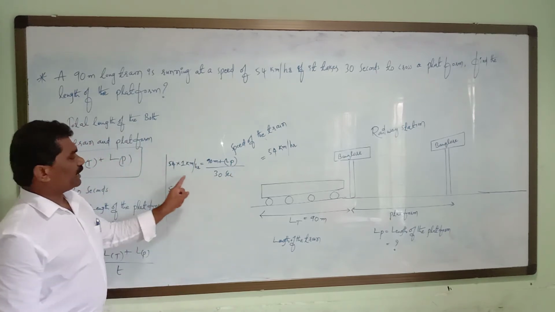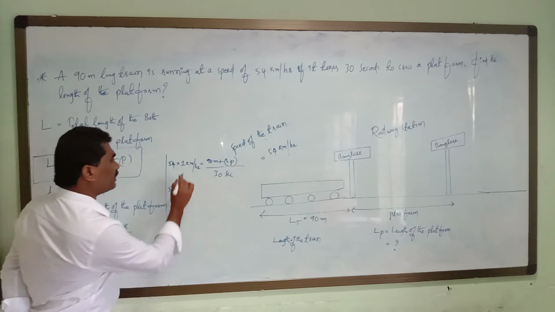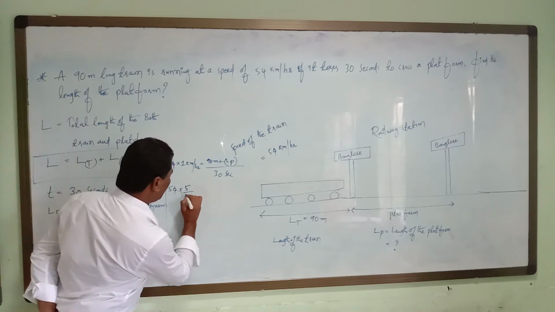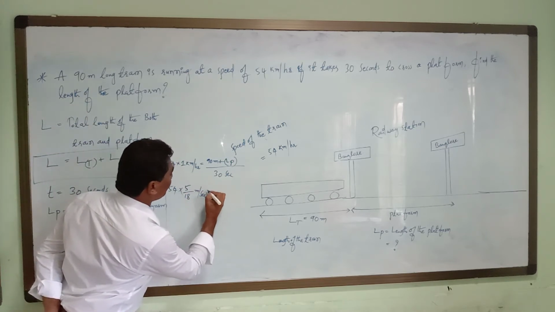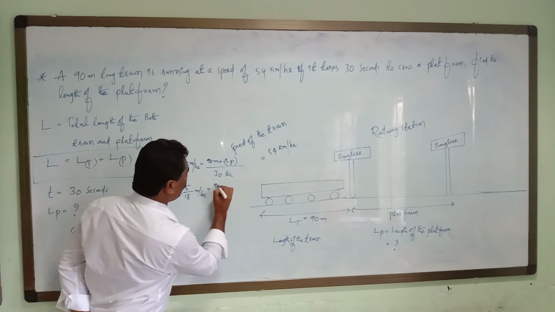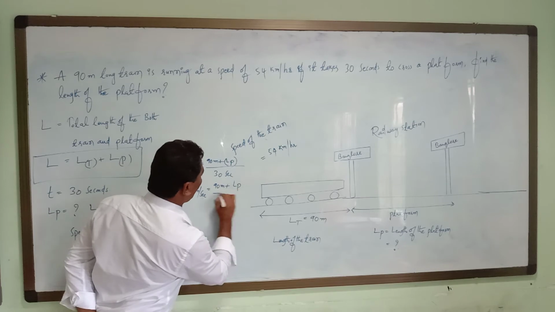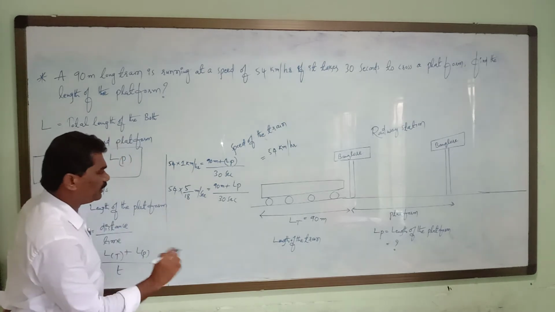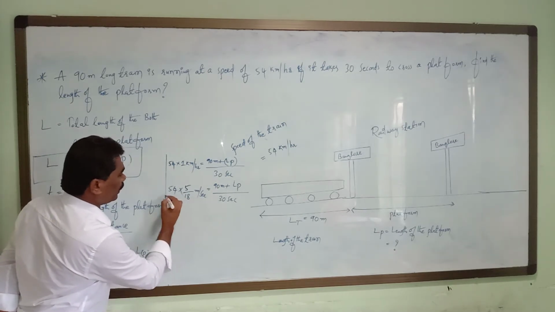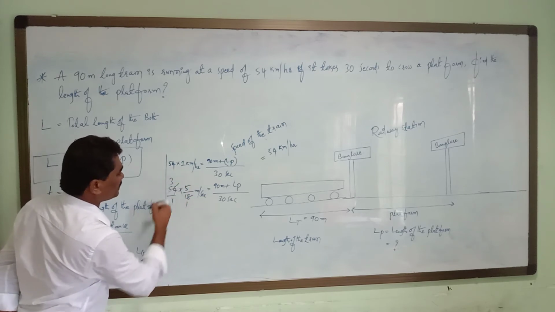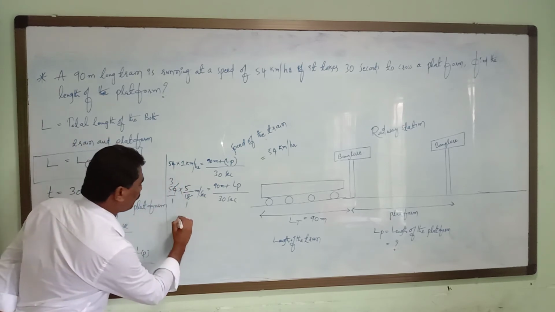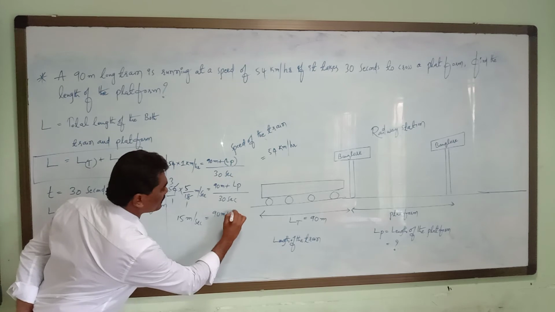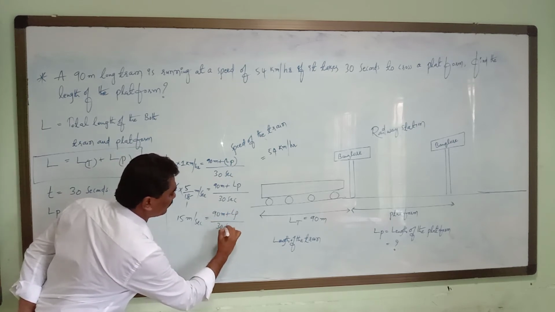54 into 1 km per hour is equal to 5 by 18 meter per second. So in place of 1 km per hour, 5 by 18 meter per second is substituted. 5 by 18 meter per second times 54 is equal to 90 meters plus length of the platform divided by 30 seconds. 18 threes are 54, and 3 fives are 15 meter per second, which is equal to 90 meters plus the length of the platform divided by 30 seconds.